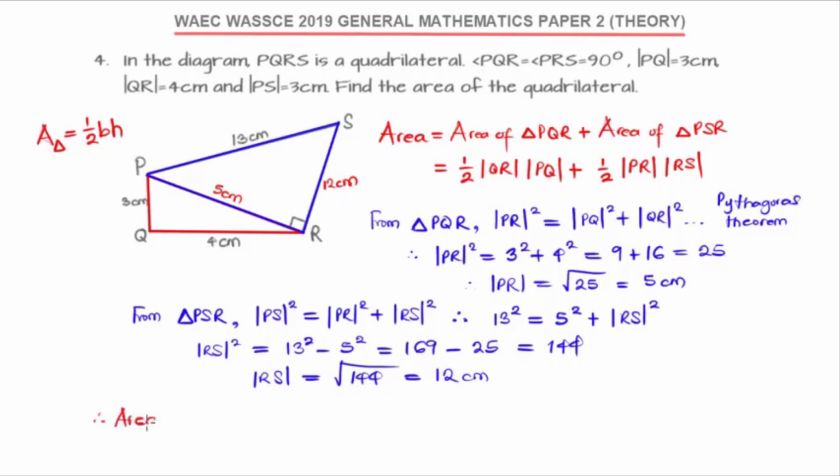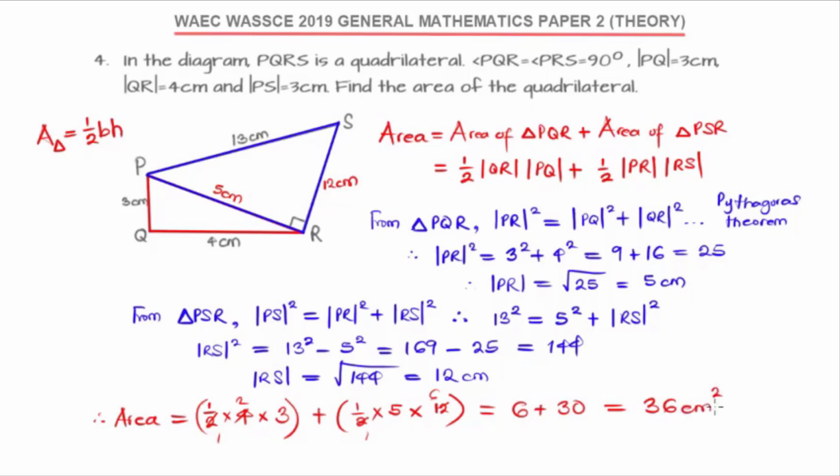So, having all these parameters done, we can go ahead to find the area of the quadrilateral to be half multiplied by QR, QR is 4, multiplied by PQ, PQ is 3, plus half multiplied by PR, PR is 5, multiplied by RS, RS is 12. We can just use 2 to cancel appropriately, and this will give us 6 plus 30, 5 times 6 is 30, and that will be 36 centimeters square. So the area of the quadrilateral is 36 centimeters square.